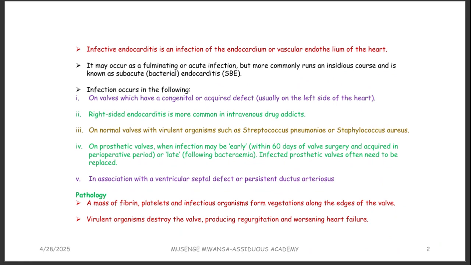The one that develops slowly over a long period of time, we call subacute bacterial endocarditis. And then we have the acute one. So infections occur, number one, on valves which have a congenital or acquired defect, and it mostly affects the left side of the heart. For the valves, the most affected valve is actually the mitral valve. That's the one most affected.